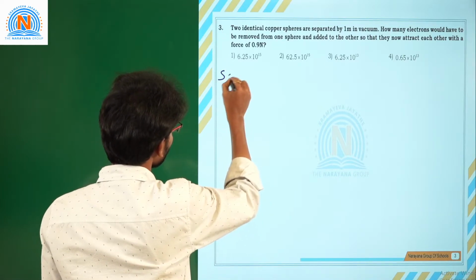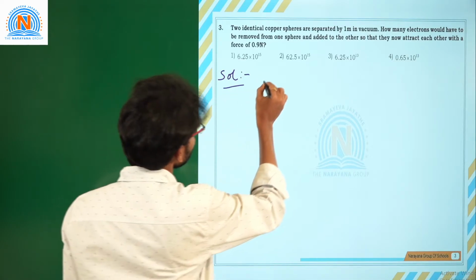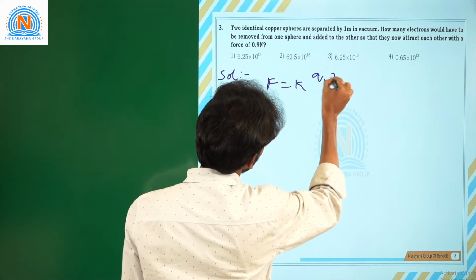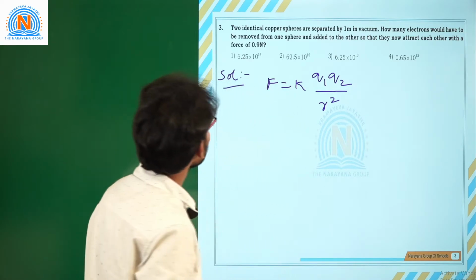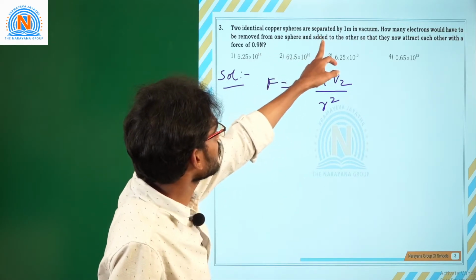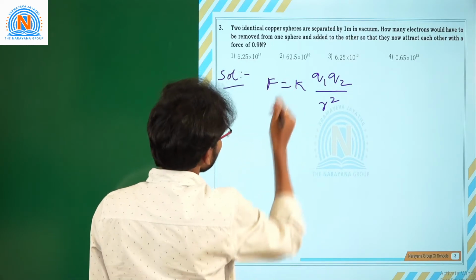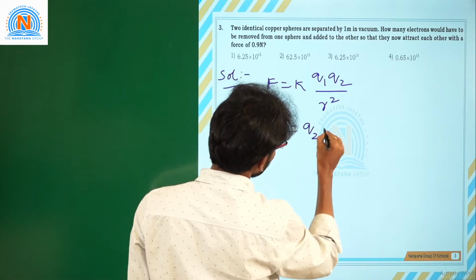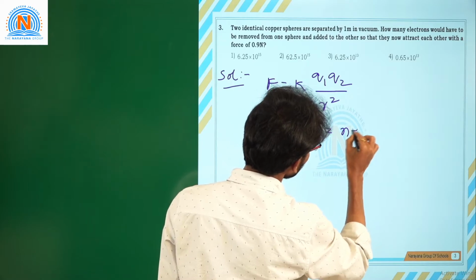First we want to write the formula for the electrostatic force between the two copper spheres, that is F equals K Q1 Q2 by R square. So what is given? Two identical copper spheres separated by 1 meter in vacuum. Two identical means the charges Q1 equals Q2, which is equal to the net charge on the copper sphere, equal to NE.